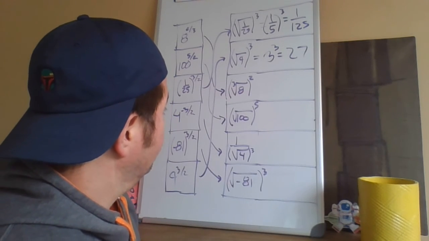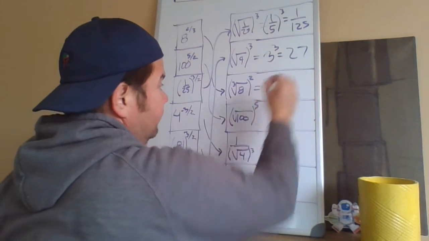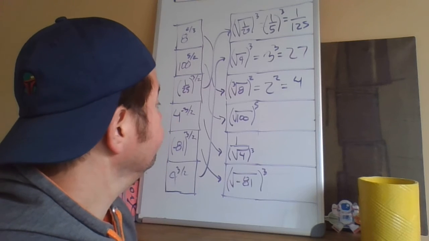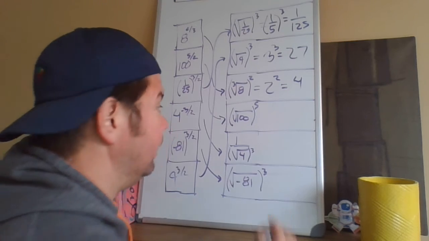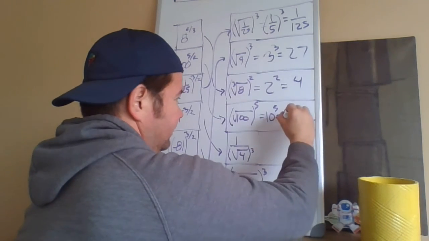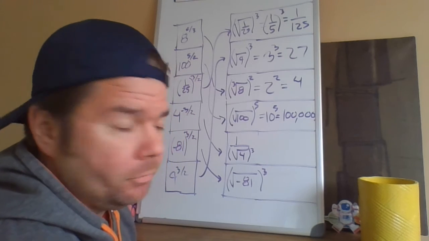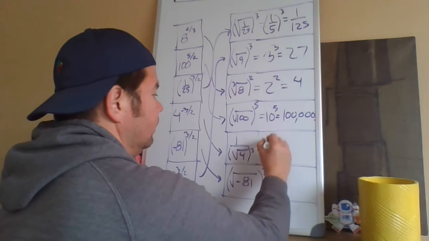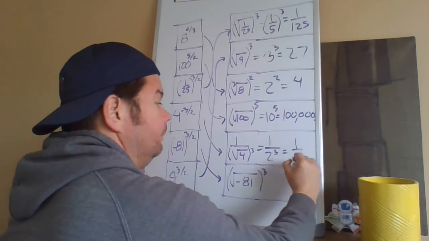The third root of 8 to the second power. The third root of 8 equals 2. 2 to the second power is 4. Square root of 100 to the fifth power. Square root of 100 is 10. 10 to the fifth power: it's a 1 with 5 zeros. 100,000? I think that's right. Great. 1 over the square root of 4 to the third power. The square root of 4 is 2. 1 over 2 to the third power is 1/8.